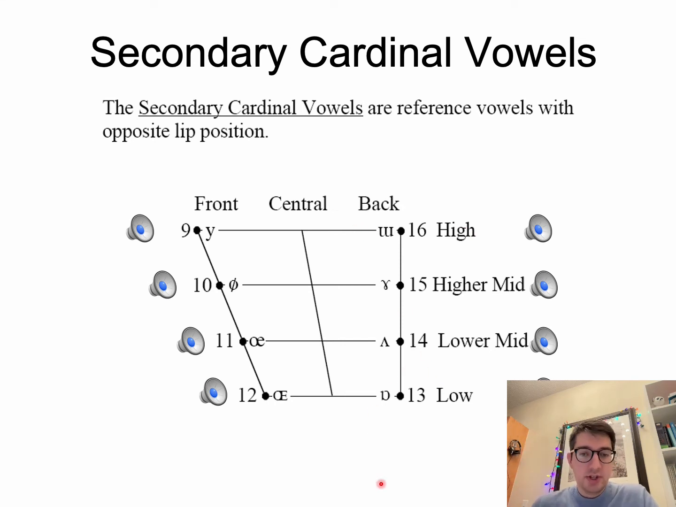All right, so these were the secondary vowels. Number 9. E. Number 10. E. Number 11. Number 12. Number 13. Number 14. Number 15. Number 16.